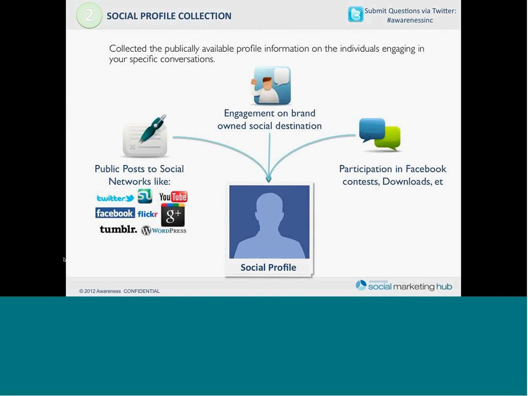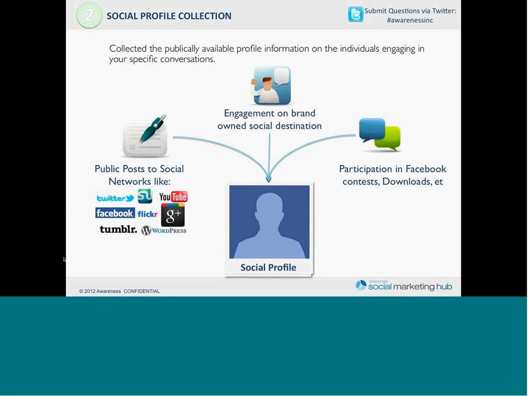Now, at the end of the day, people say, well, what are social profiles? And how do I collect them? Well, social profiles are really made up of three unique things. One is any new posts or engagement or actions on social networks like Twitter or Facebook or Tumblr or Flickr, or the outdated StumbleUpon logo that's there. And that's all publicly available information.